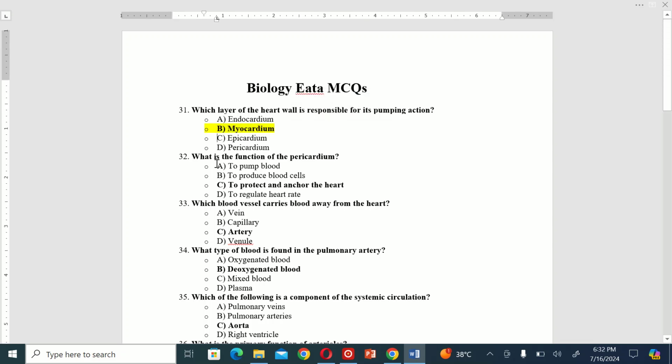What is the function of the pericardium? A. To pump blood. B. To produce blood cells. C. To protect and ensure the heart. D. To regulate heart rate. C is the correct option.